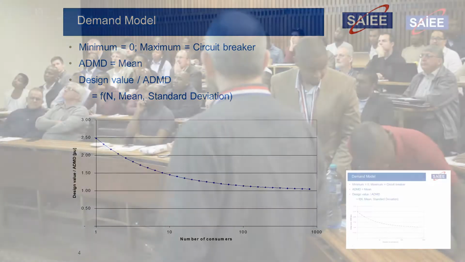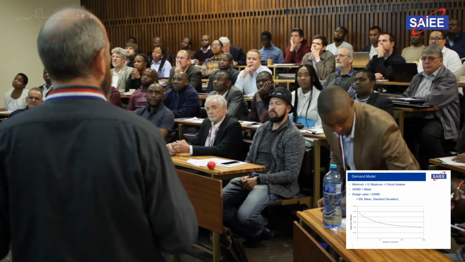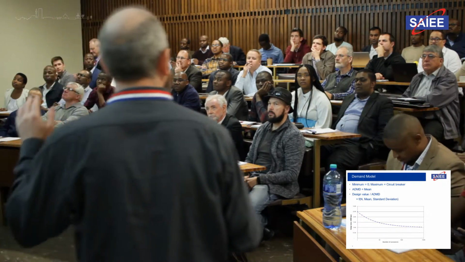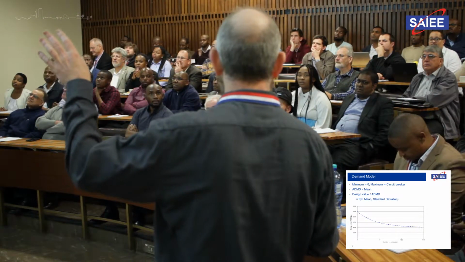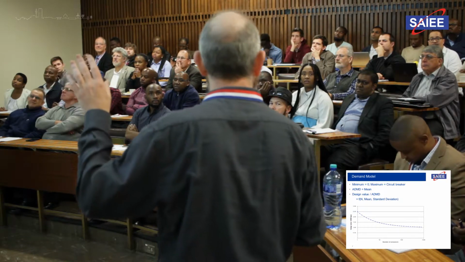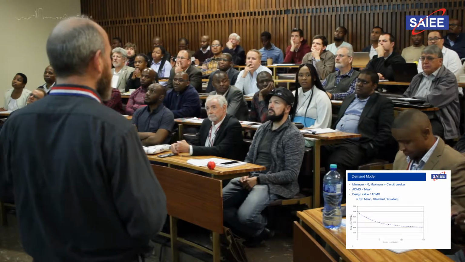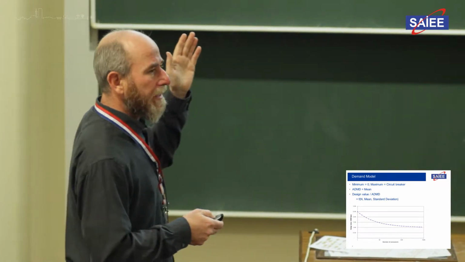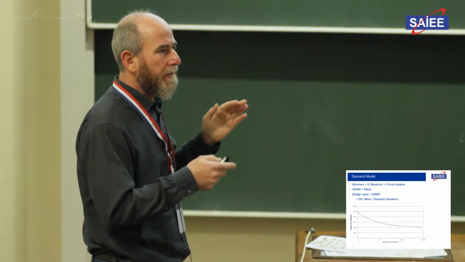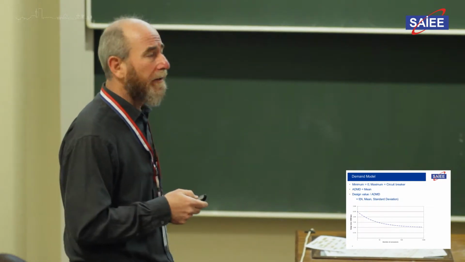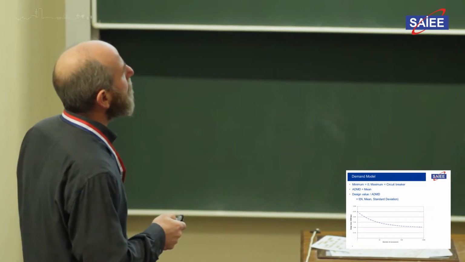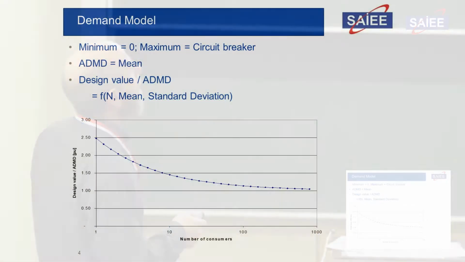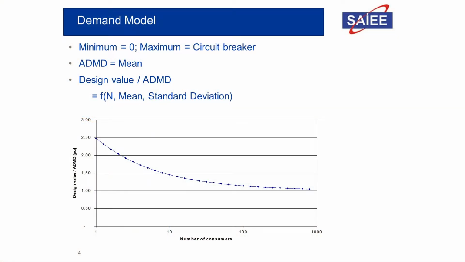So who's worked with these coincident curves? We used to use. Okay. So what do you think is the difference between this and what we call the coincident curves? No? Okay. Remember, this looks at one particular point in time, whereas coincidence curves obviously look a bit wider than that. But it also has the same characteristics, which means when we start out, your design value might be 2.5 times the ADMD, and then as we add consumers to this, it slowly decreases, right?